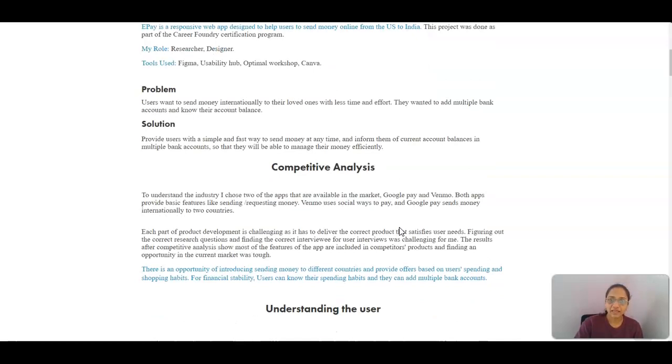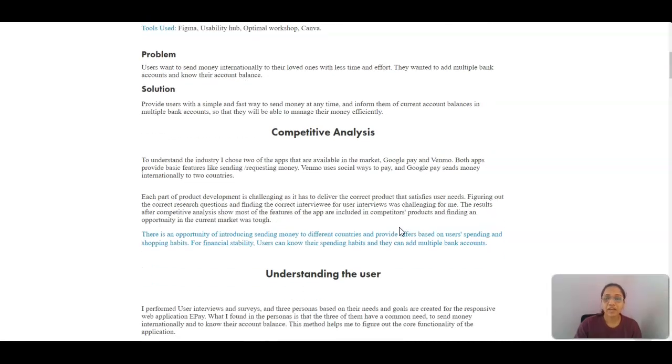To understand the industry, I chose two of the apps that are available in the market as part of the competitive analysis. Figuring out the correct research questions and finding the correct interviewees for user interviews was challenging for me, and the results after competitive analysis show most of the features of the app are included in the competitors' products. And finding an opportunity in the current market was tough.